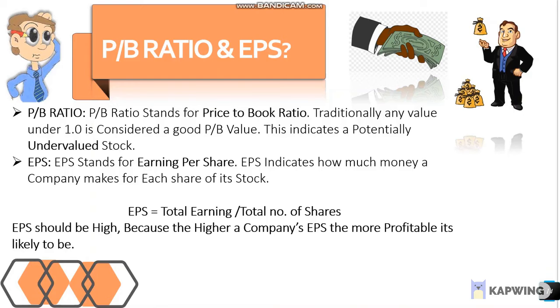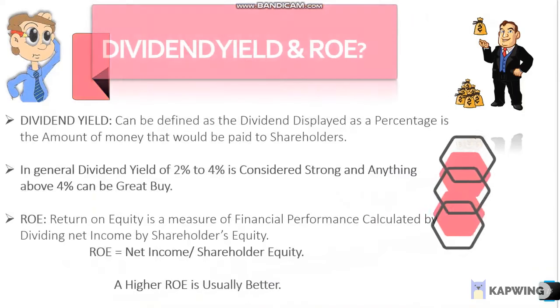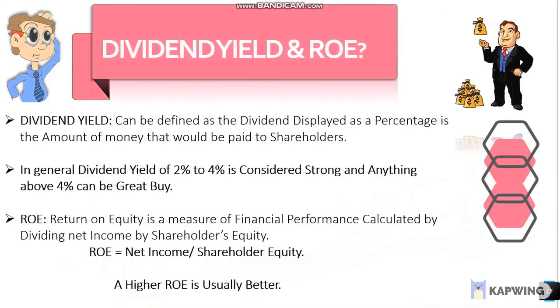EPS stands for earning per share. EPS indicates how much money a company makes for each share of its stock. Earning per share is equal to total earning divided by total number of shares. Earning per share should be high because the higher a company's earning per share, the more profitable it's likely to be. Dividend yield. Dividend yield can be defined as the dividend displayed as a percentage, the amount of money that would be paid to shareholders.